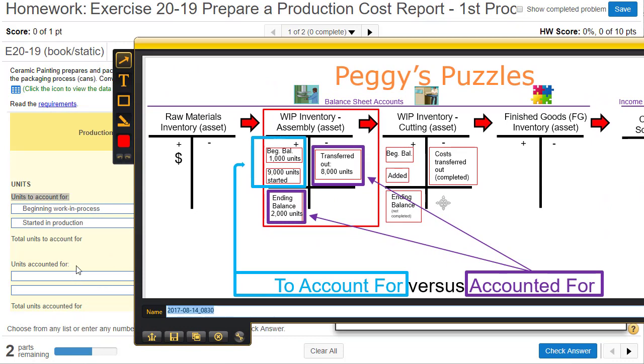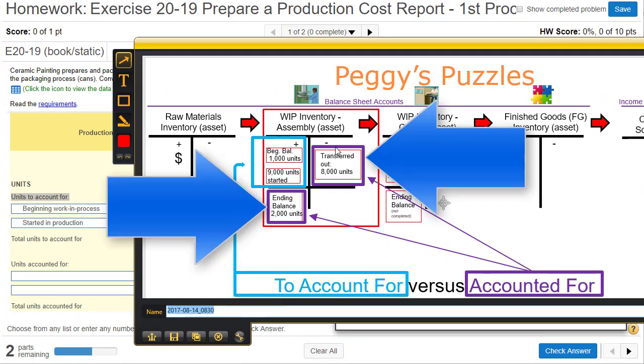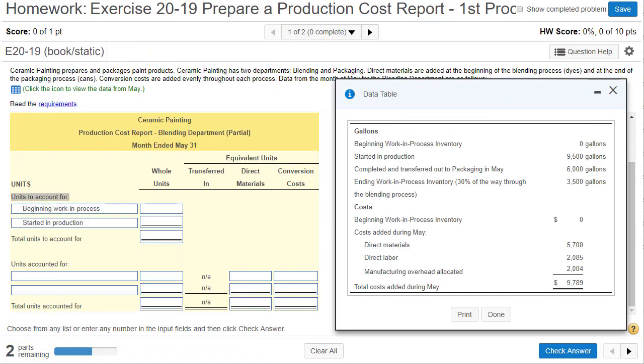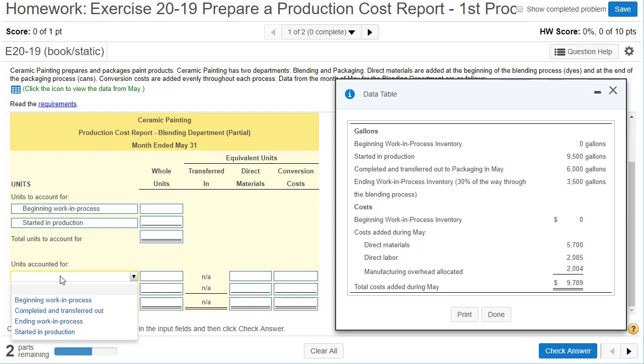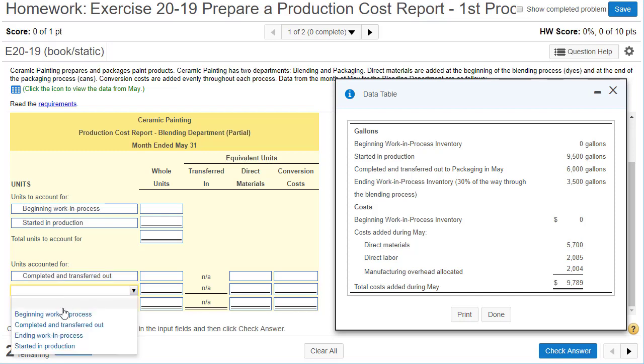Now we have to do units accounted for. So units accounted for are just the units that are leaving the process because they're finished, and the units that were remaining in the process because they were unfinished. So the labels for this are going to be the units completed and transferred out, and the units that are still in ending work in process. Okay, now we got our labels done.